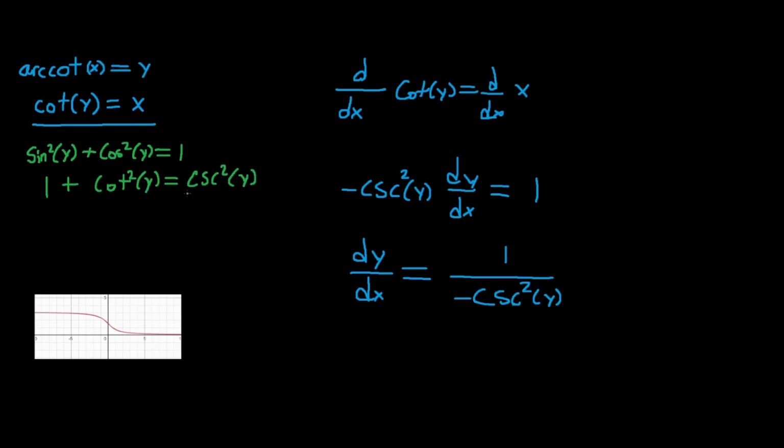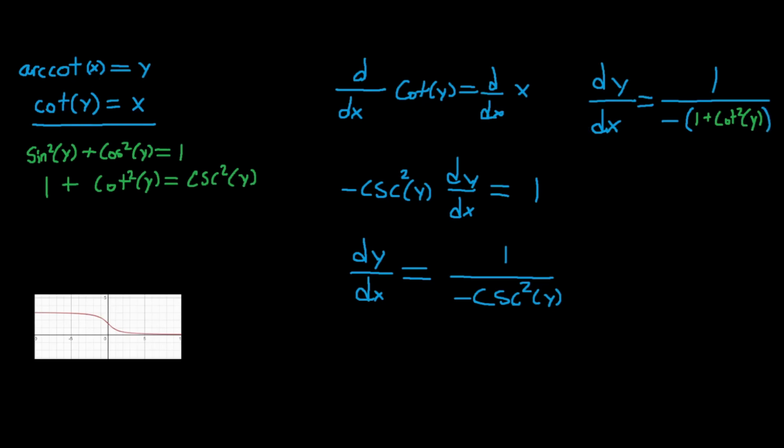And of course, I can input this cosecant squared of y right here. And since that is equal to 1 plus cotangent squared of y, I can easily just put that in there. So I'm going to do that right now. I'm going to just say dy over dx equals 1 over negative, and then 1 plus cotangent squared of y, but we are not quite in terms of x just yet.